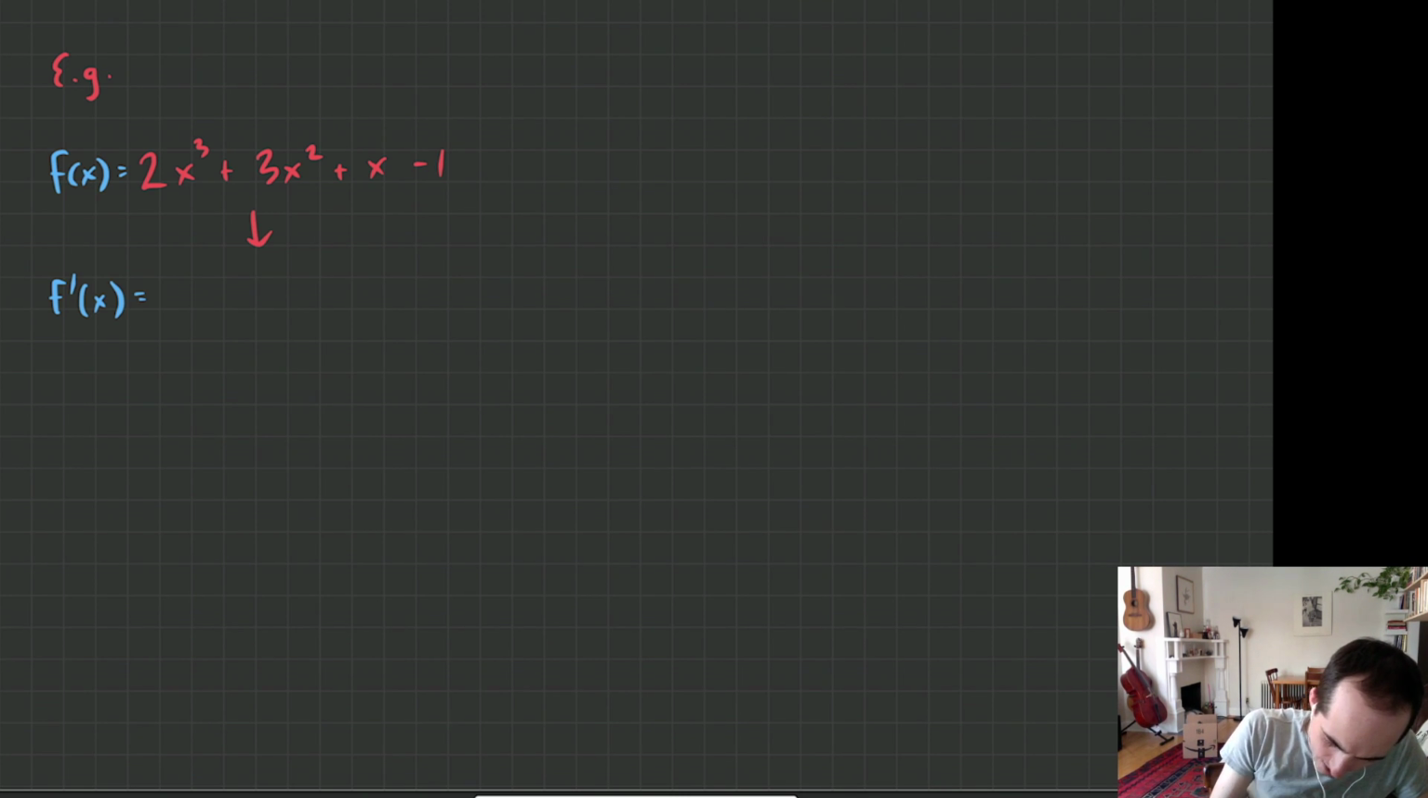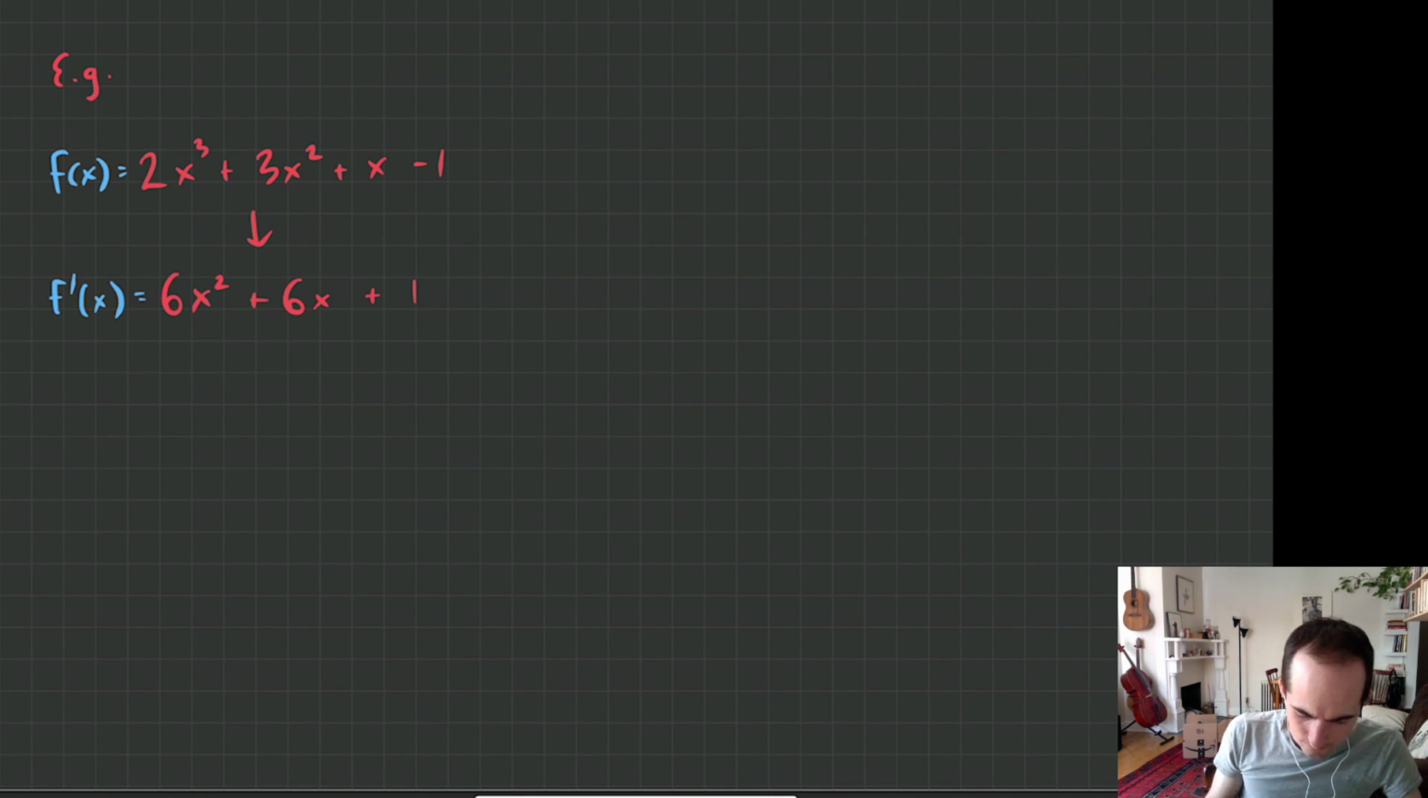Okay, so let's find f prime of x. So that's going to be 6x squared plus 6x plus 1. And then f double prime of x is equal to, and we'll just take as many derivatives as we can until the whole thing is just equal to 0. So we'll kind of exhaustively take a whole bunch of derivatives, and then we'll evaluate all of them at 0, and then we'll see what happens.